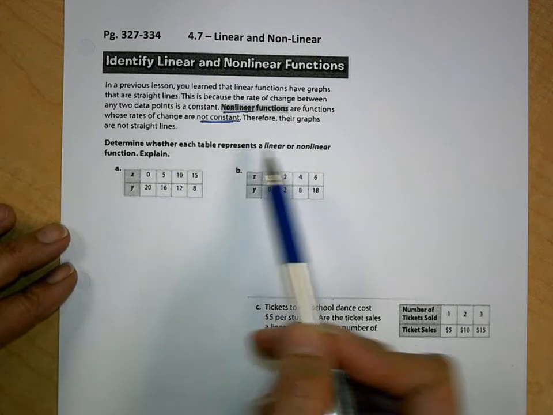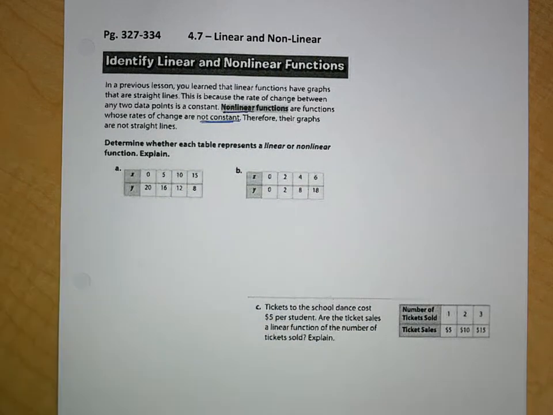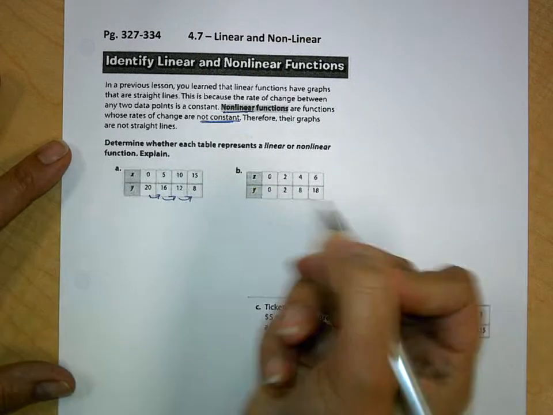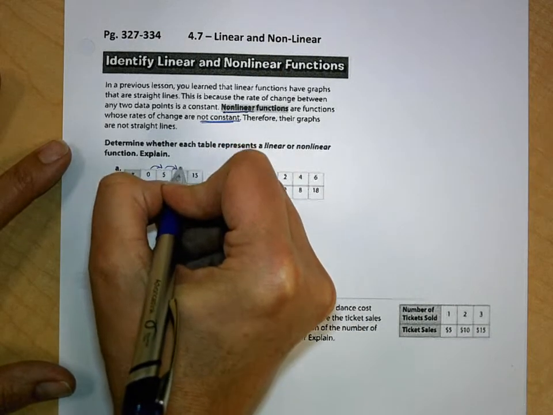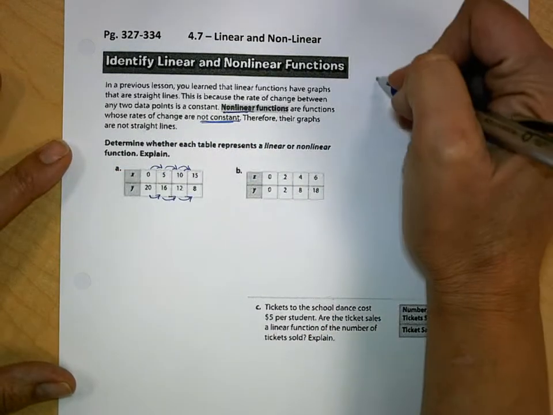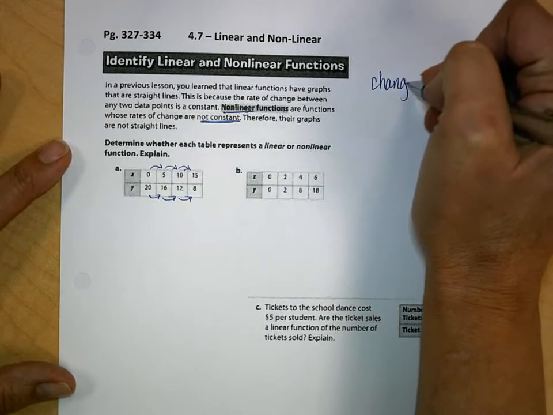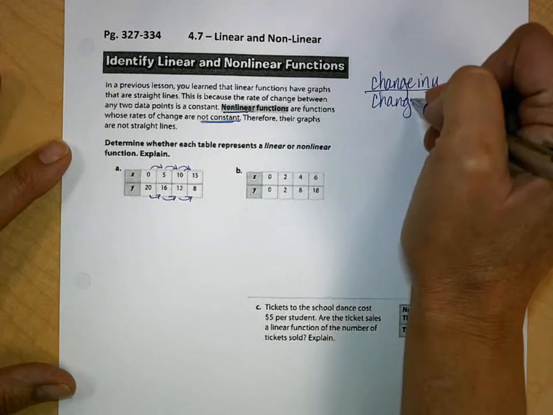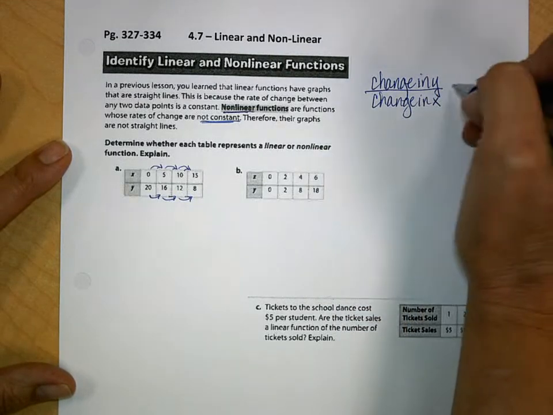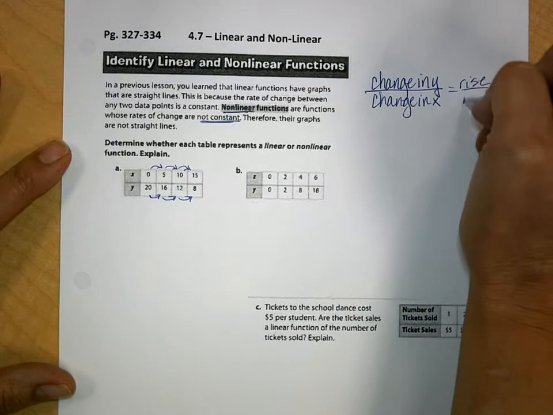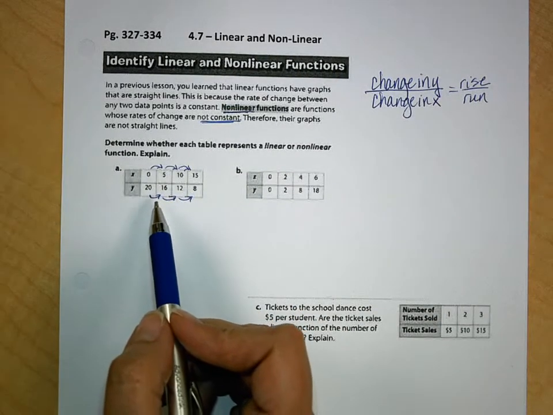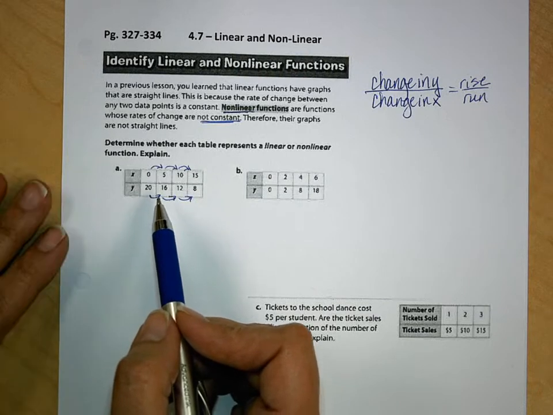Determine whether each table represents a linear or a nonlinear function. Well, when we were testing for linear way back in the beginning of chapter 3, we learned to check how is y changing? How is x changing? And we were finding our slope. What we were really finding is the change in y over the change in x. Right? That's actually rise over run, which is slope. Well, if it's constant and you always have the same answer, it's linear. But if it's not constant, it's not linear.